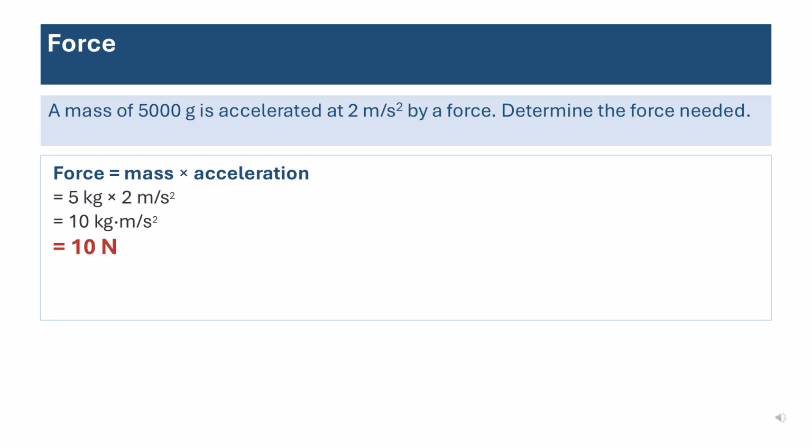Applying Newton's second law, force equals 5 kilograms times 2 meters per second squared equals 10 kilogram meters per second squared. Since 1 newton is defined as 1 kilogram meter per second squared, the answer is 10 newtons. The final answer is force equals 10 N. Always verify your units at each step of a calculation. A common source of error in engineering problems is neglecting to convert quantities to SI units before substitution.